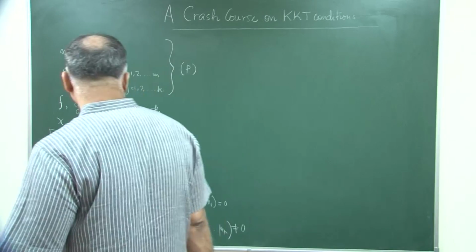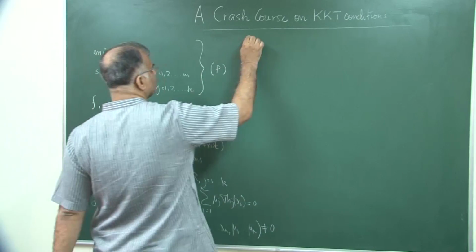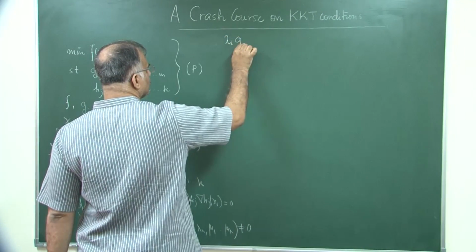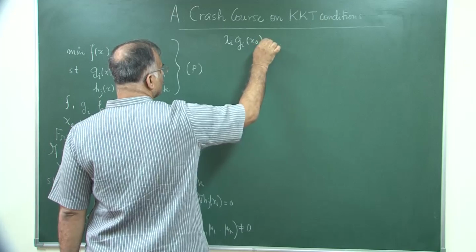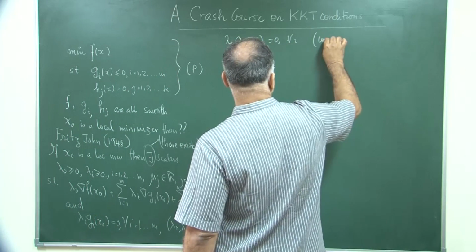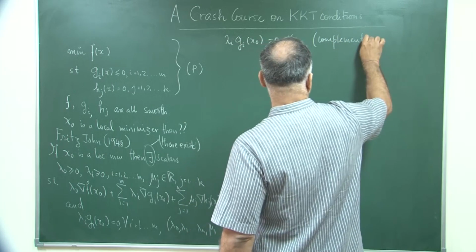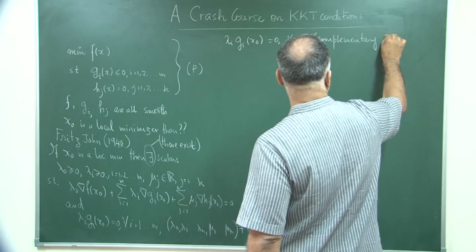This is what Fritz John proved in 1948, and this condition is called the complementary slackness condition, a very important tool in optimization, a very important notion.